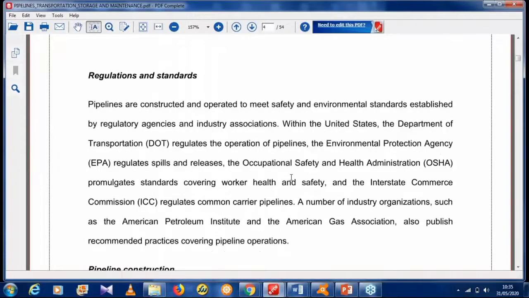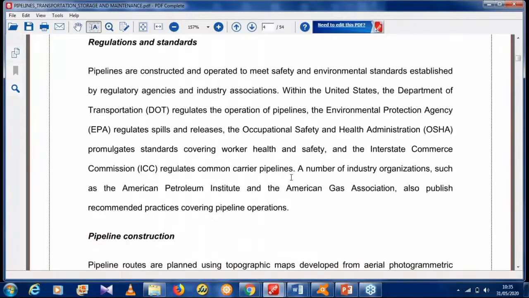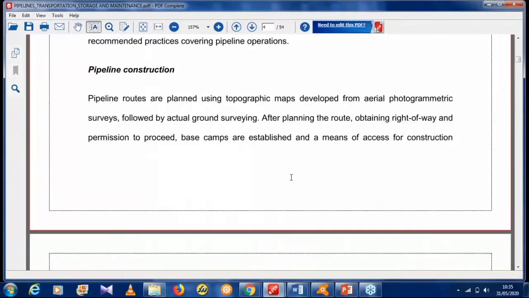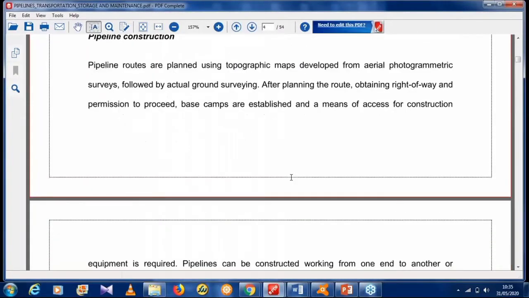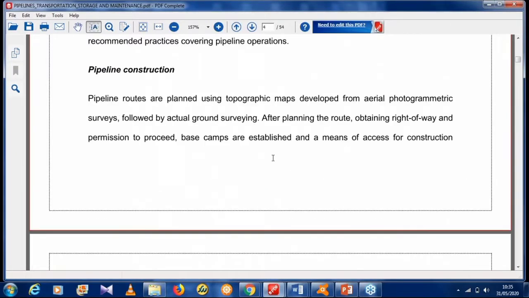So there are regulations that bind such operations and even the construction of pipelines. Like you saw in that video where we were trying to show the construction of pipelines and the things that we consider. Part of what we consider is the plan, the topography, the map.